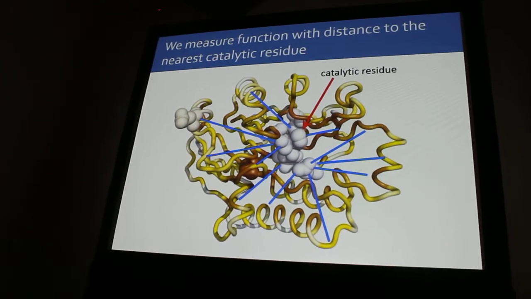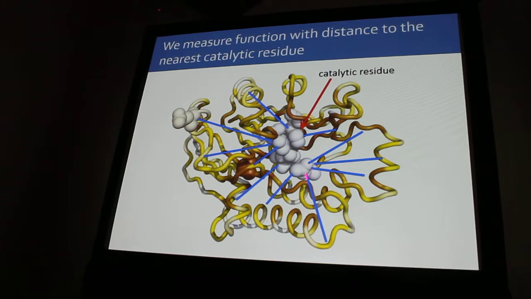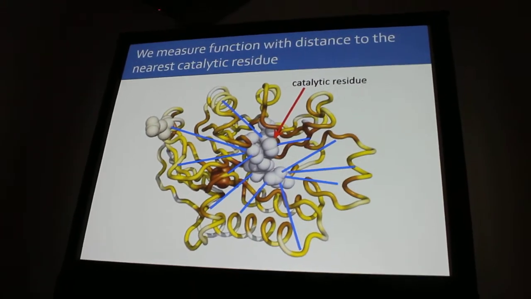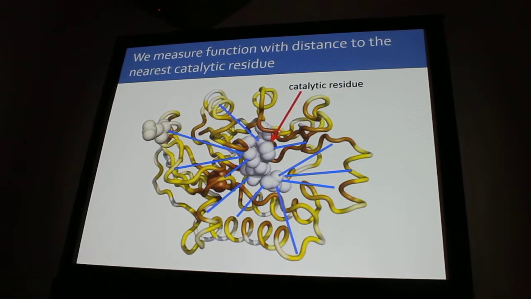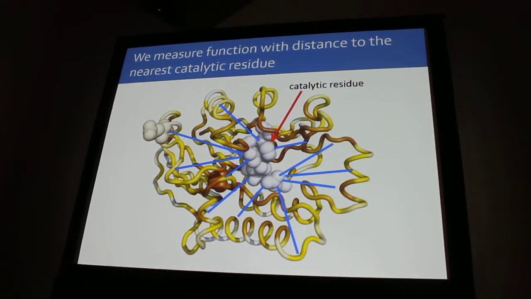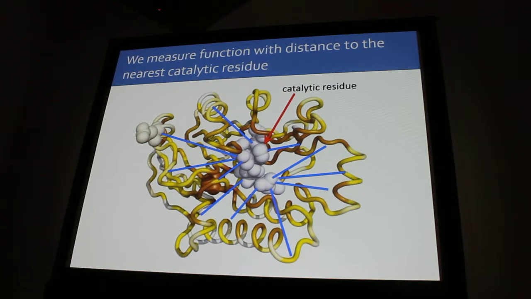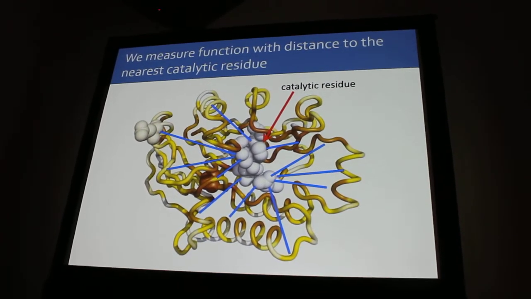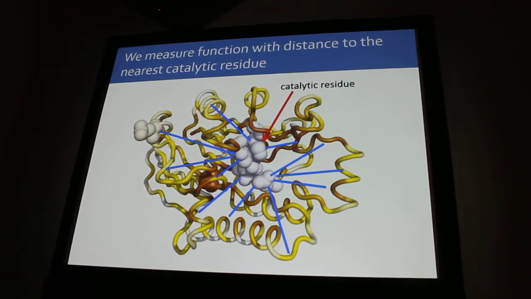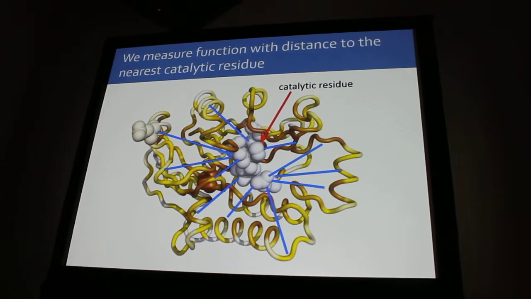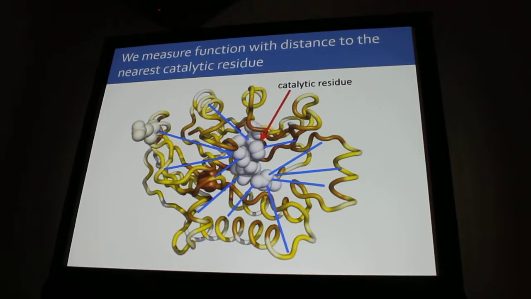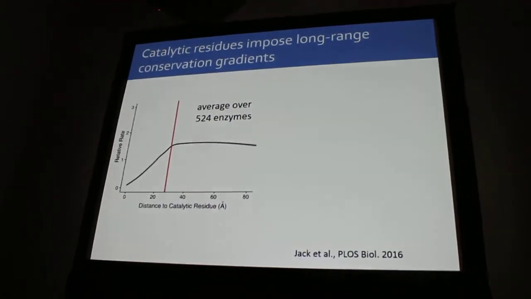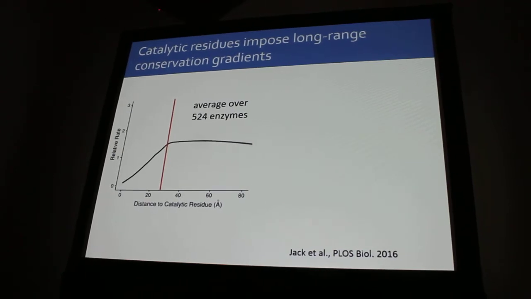So it's not necessarily the same, right? Say from this one, we're over here a little closer, and from this one, we're over here a little closer. So that gives us this distance metric, and then we look at the conservation of sites as a function of this distance. And we do this in over 500 protein enzymes. And the first thing you can do is you plot evolutionary rate as a function of distance, right? And so then you get this result here.